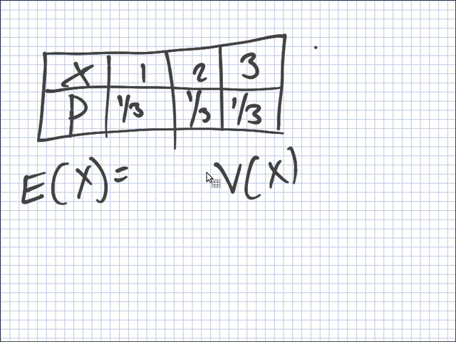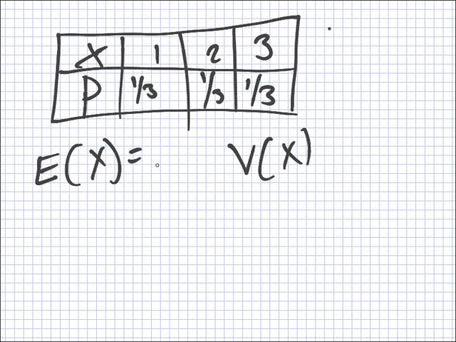Now, I think this can be worked out pretty quickly to be 2. Just give me the variance, please, on your calculator. Sounds believable.